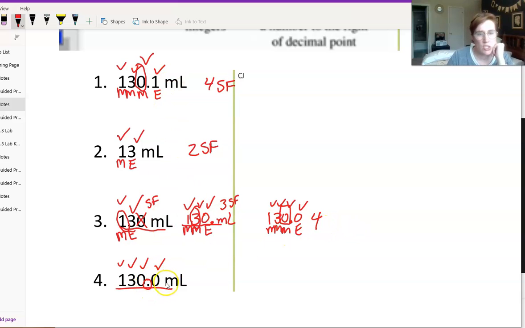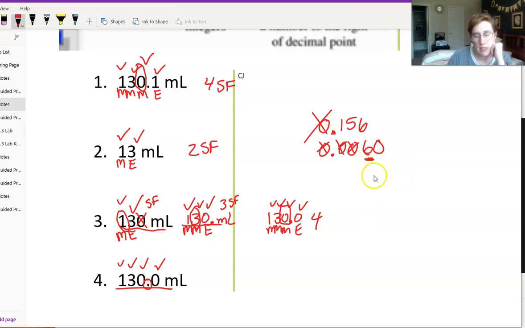Now, the only thing I didn't show you are leading zeros. Let's say you have a number like this. This zero does not count. It was not measured. It's just a placeholder. Same with this number here. These zeros don't count. They are just placeholders for the 6. The 6 was actually measured, okay?